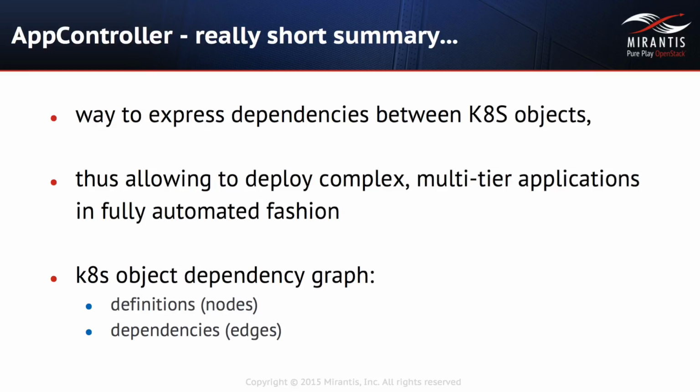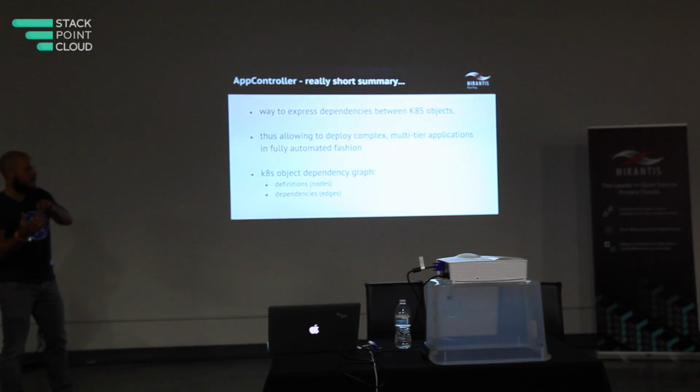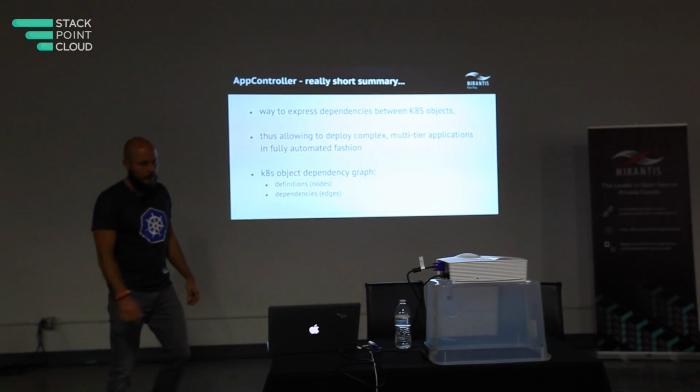So, a really short summary of AppController. It's a way to express dependencies between Kubernetes objects. So you can create a sequence of objects, and they get created one after another. This allows you to create a graph, and the Kubernetes deployment will be following this graph, and this way you can create complex multi-tier applications in a fully automated fashion. Basically, to put it in one sentence, we added graph deployment to Kubernetes.